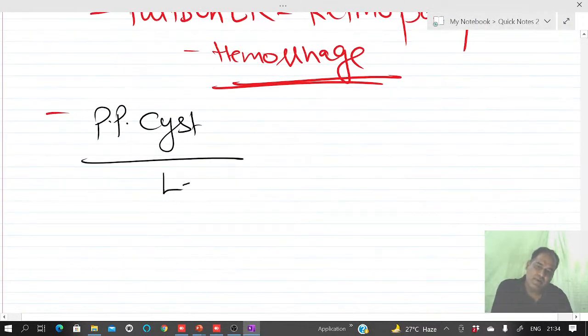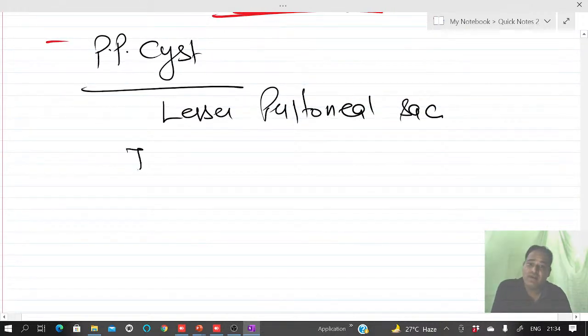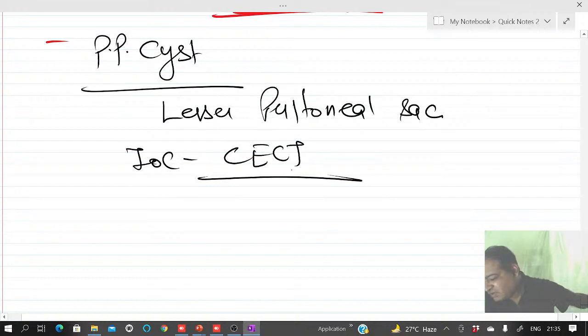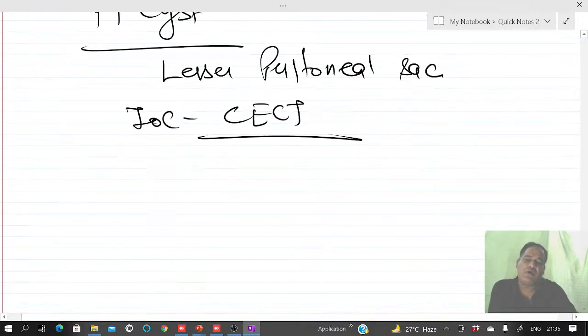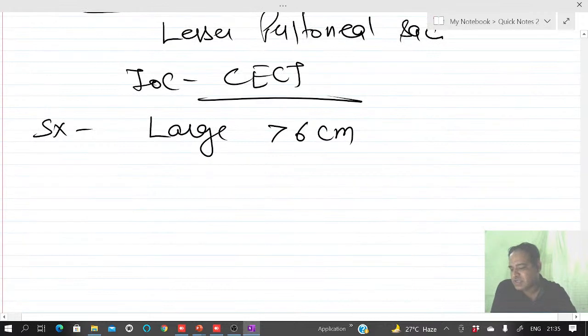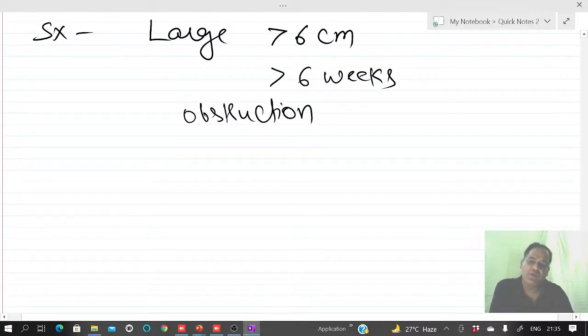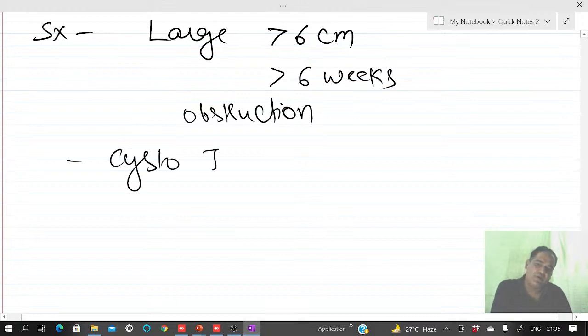So about the pseudopancreatic cyst. Most commonly it occurs near the lesser peritoneal sac. Fine. Investigation of choice is contrast CT. We do surgery if it is large, that means more than 6 cm in size, if it is persisting for 6 weeks, or if it is causing obstruction. What is the preferred treatment?